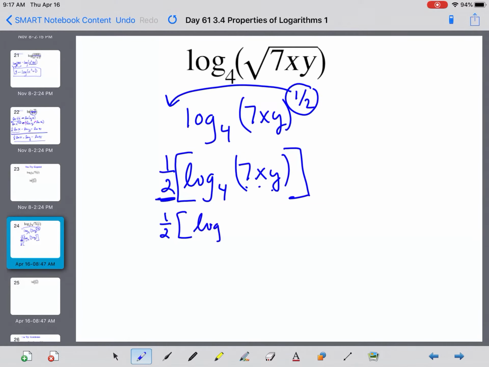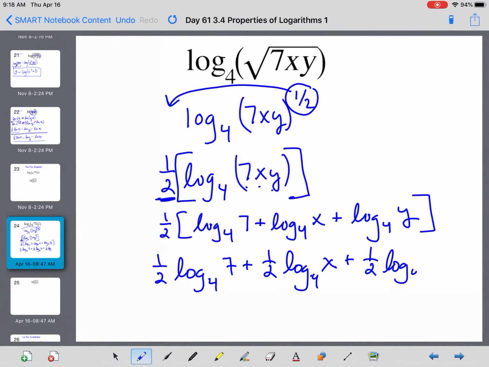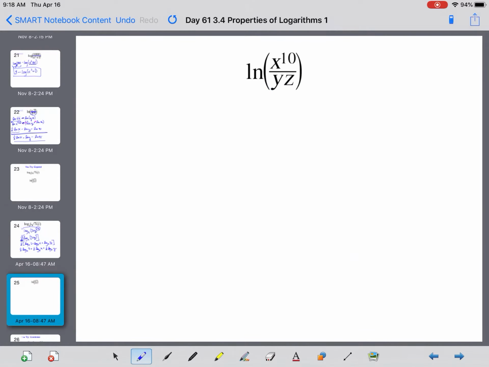So this would be 1/2, and then this would be log base 4 of 7. If the 7, x, and y are all being multiplied, I'm going to rewrite them with the same base, and I'm going to be adding all of these logs together. So it's going to look something like that. And then my last step would be to distribute the 1/2 to everybody. So 1/2 log base 4 of 7 plus 1/2 log base 4 of x plus 1/2 log base 4 of y. So that would be expanding that entire logarithmic expression.